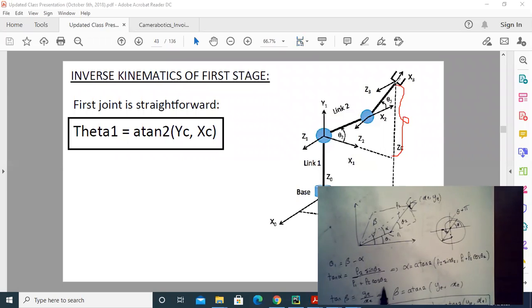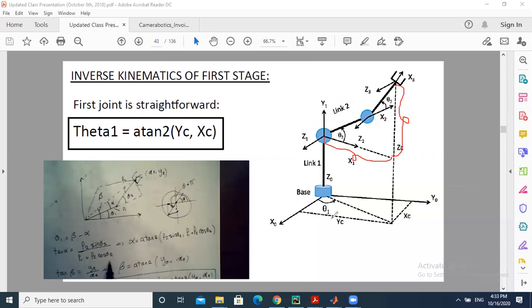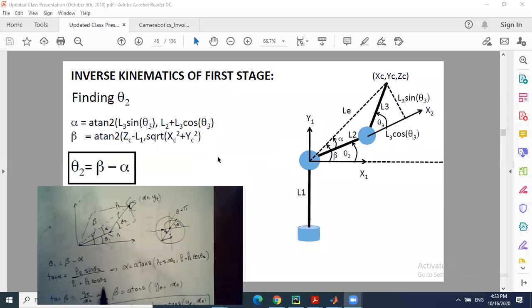Which is zc minus L1, right? How about this guy? What is the length of this guy? This guy is nothing but the square root of xc squared plus yc squared, right? Okay, let's clear that. Come back here, and then you'll see, okay, so that's it, right? So beta is equal to zc minus L1 over the square root of xc squared plus yc squared. So if you use this, basically now we find theta 2.